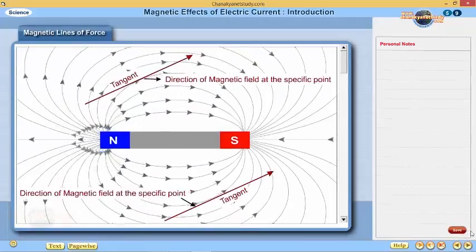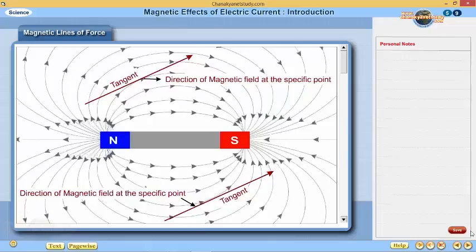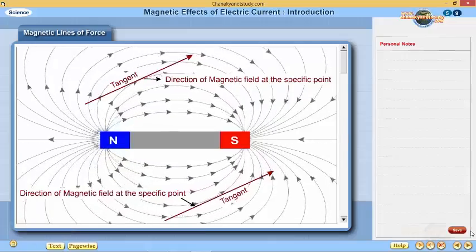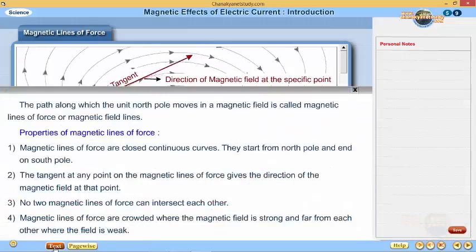The path along which a unit north pole moves in a magnetic field is called magnetic lines of force or magnetic field lines. Properties of magnetic lines of force. Magnetic lines of force are closed continuous curves. They start from the north pole and end on the south pole.